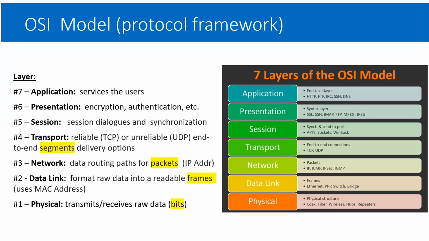I think we've covered these items, but I am highlighting in yellow the key datagrams. At level 4, the transport level, we're working with segments. At level 3, the network level, where we're doing routing, we're working with packets and IP addresses. At level 2, the data link level, we're working with frames and MAC addresses. And at level 1, the physical level, it's raw data or bits, data bits.